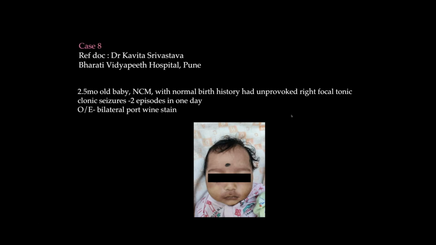This is a case of a 2.5-month-old baby born of a non-consanguineous marriage with normal birth history. She came with complaints of right focal seizures, which were unprovoked, tonic-clonic in nature, 2 episodes in the same day. So we admitted the child, and on examination there was a bilateral port wine stain. So we added this for our academic interest actually.